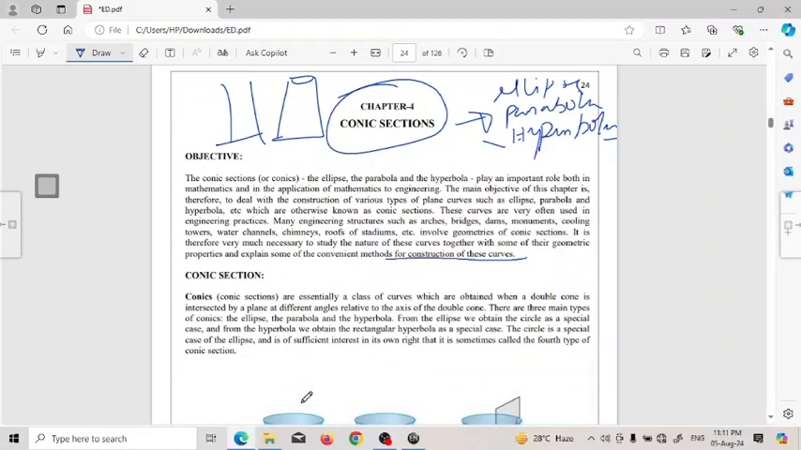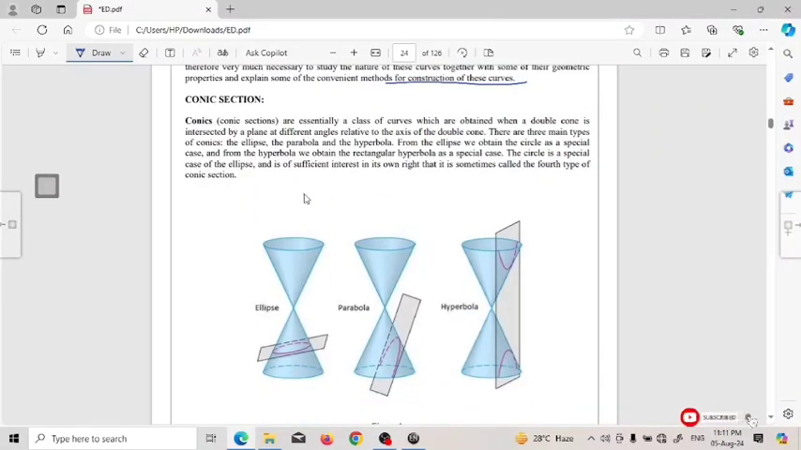Next, our conic section. A conic section is essentially a class of curve obtained by a double cone intersected by a plane at an angle related to the axis of the double cone. Depending on the angle at which the plane cuts the double cone, we get an ellipse, parabola, or hyperbola. These are the introduction class. In the next class, we will deeply analyze these curves, first ellipse, next parabola and hyperbola, and what the formulas are and how they are derived from the cone.